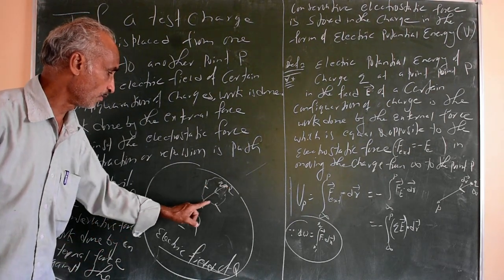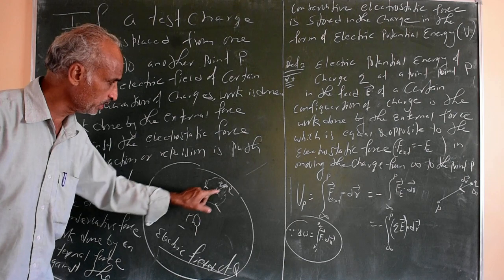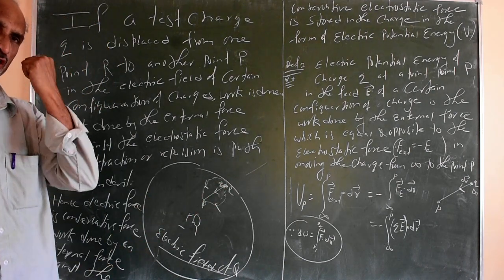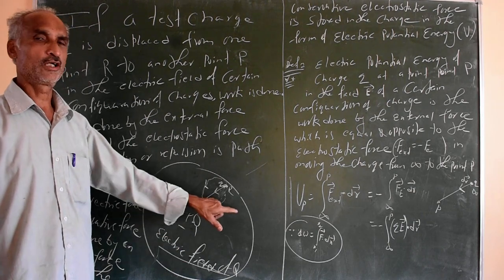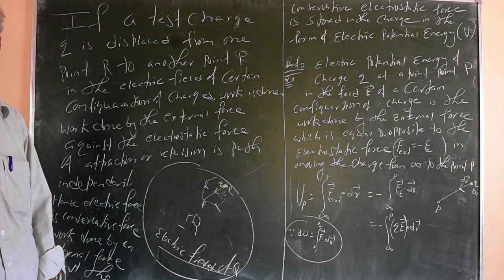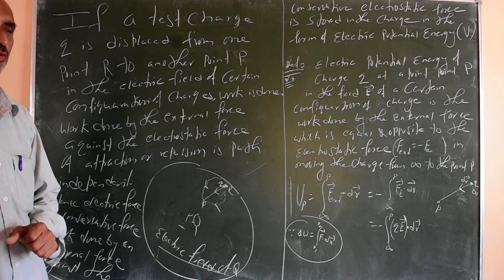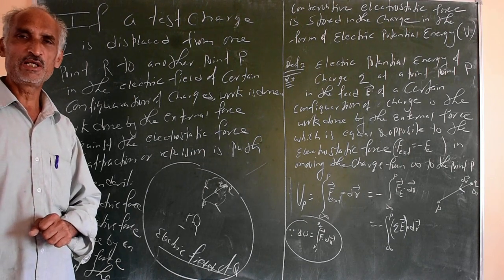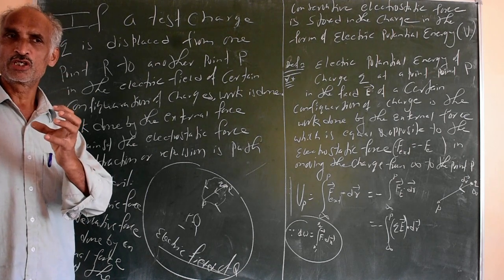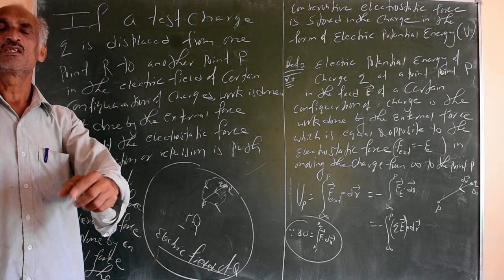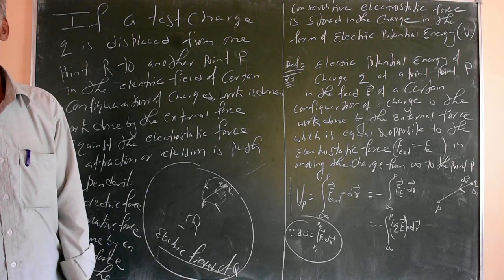Suppose the charge is displaced from R to P along this path or along this path or along the straight line path, work done will be the same. Therefore, the electrostatic field or electrostatic force is conservative in nature. It is path independent. Work done against this force is path independent. Hence, the work done against the conservative forces will be stored in the body in the form of an energy. That energy is called potential energy.